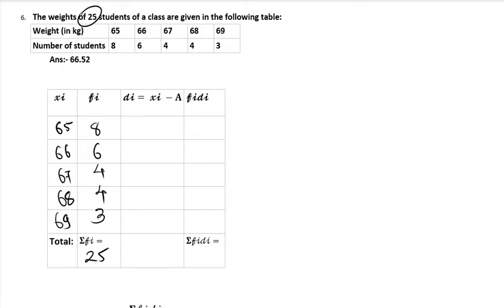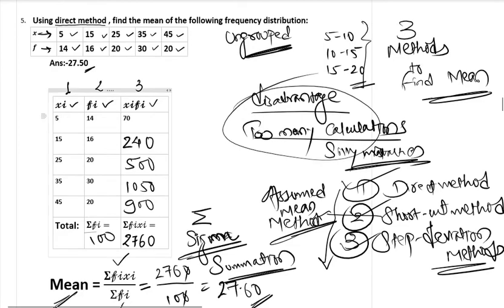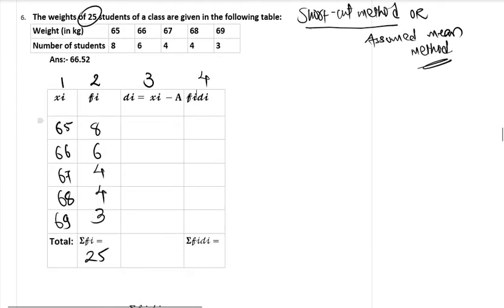So the method which we are using here is shortcut method, also called assumed mean method. Don't go by the name. What is different in this method? There are 4 columns in the table: 1, 2, 3 and 4. How many columns were there in the direct method? In the direct method, there were 3 columns. In shortcut method, 1 column increases.